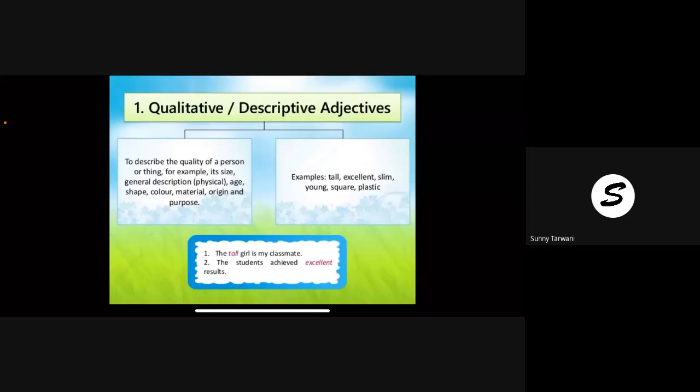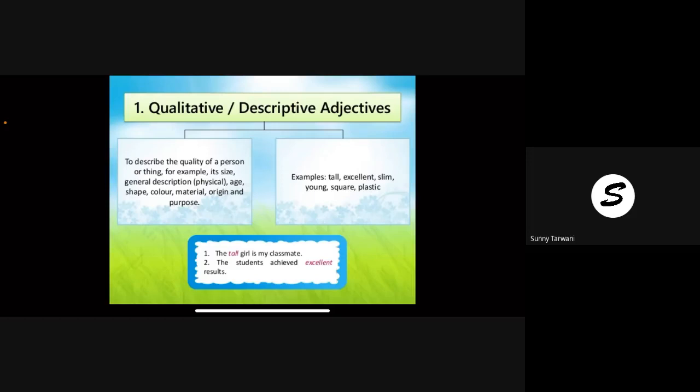Read. Qualitative or descriptive adjectives describe the quality of a person or thing, for example, its size, general description, physical age, shape, color, material, origin, and purpose. Examples: tall, excellent, slim, young, square, plastic. Number one, the tall girl is my classmate. Number two, the students achieved excellent results. So these are qualitative adjectives.